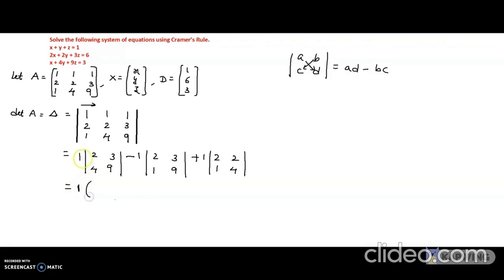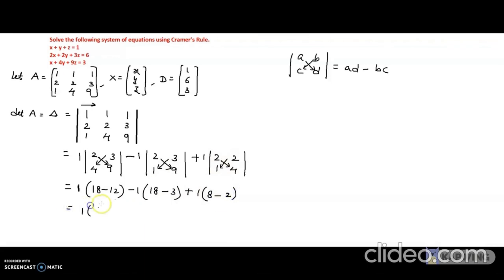So the number here is 1, ad minus bc: 2 into 9 is 18, minus 3 into 4 is 12, minus 1 into again ad minus bc form: 2 into 9 is 18, minus 1 into 3 is 3, plus 1 into again ad minus bc form: 2 into 4 is 8, minus 2 into 1 is 2.